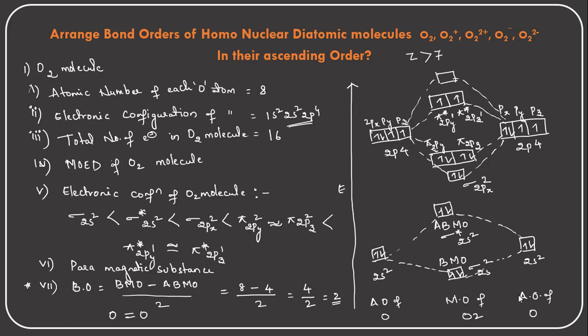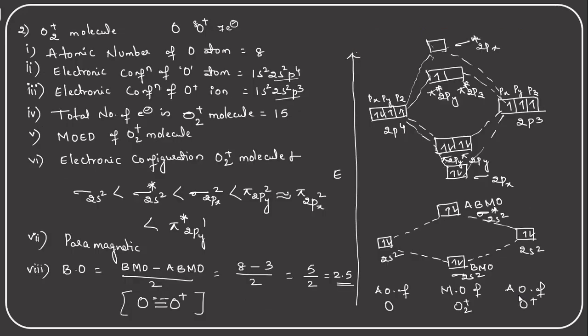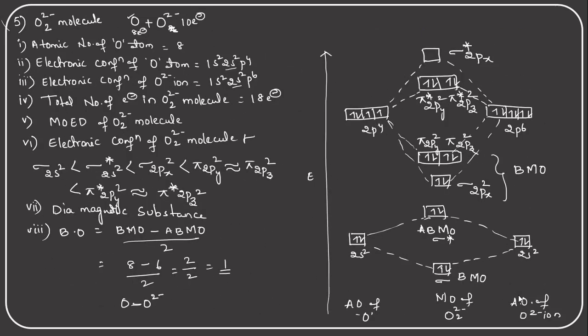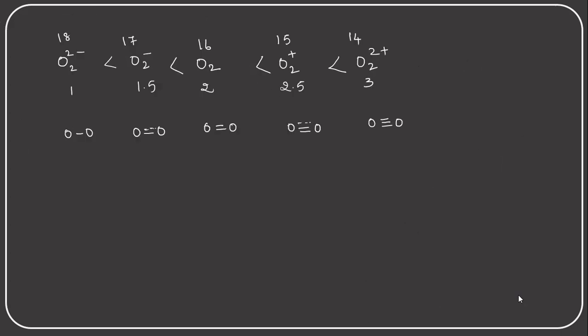So this is the O2 molecule, O2 plus molecule, O2 2 plus molecule, O2 minus molecule, O2 2 minus molecule, and the comparison of the bond order, arranged in ascending order, that means lower bond order to higher bond order.